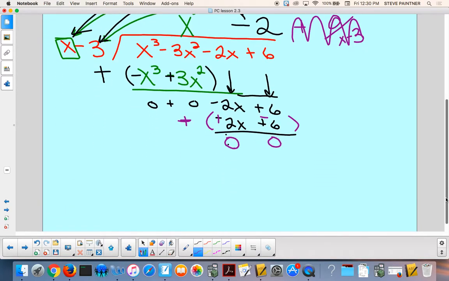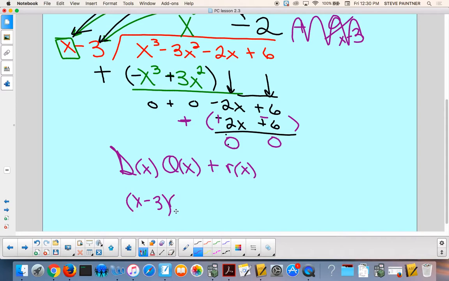Now, in the book, I'm going to tell you this. They're going to say D of x times q of x, plus what? R of x. This is the divisor times the quotient. So tell me, what was the divisor? It's right here. X minus 3 times what? Your answer. X squared minus 2. And then plus what? 0. I'm not going to do it.